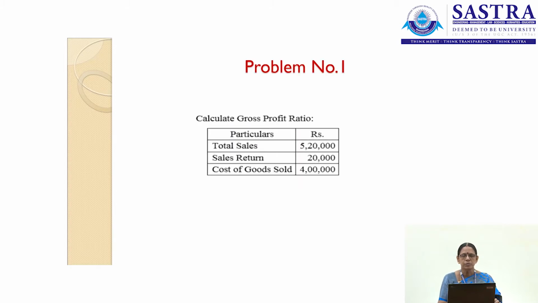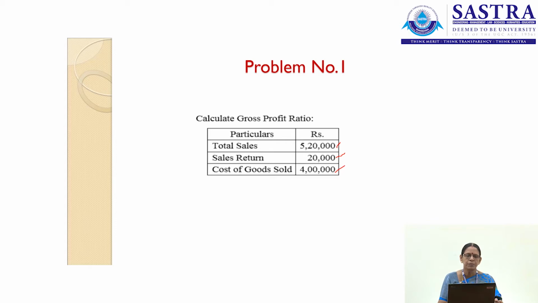Next we shall see some of the problems in ratio analysis. Calculate GP ratio. Total sales is 5,20,000. Sales returns is 20,000. We have cost of goods sold as 4 lakh rupees. So what is your GP now? Sales less sales returns, that is your net sales. GP divided by net sales into 100.